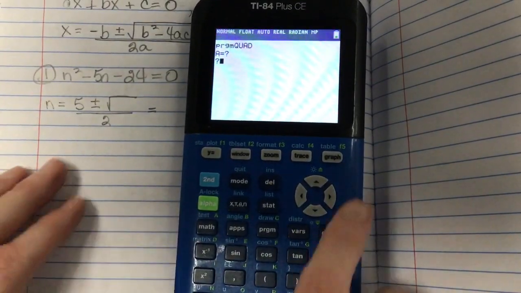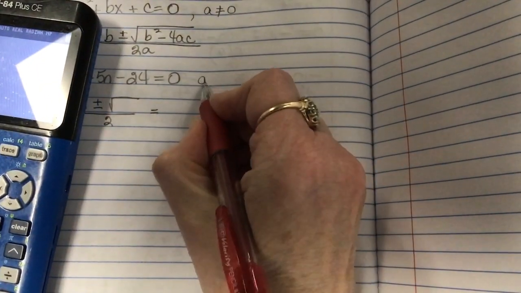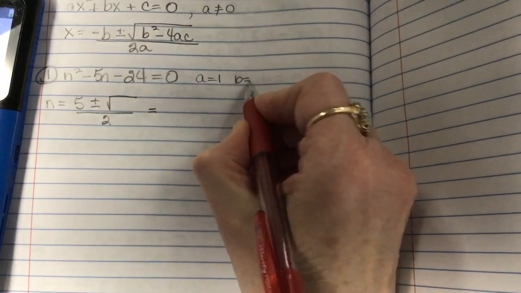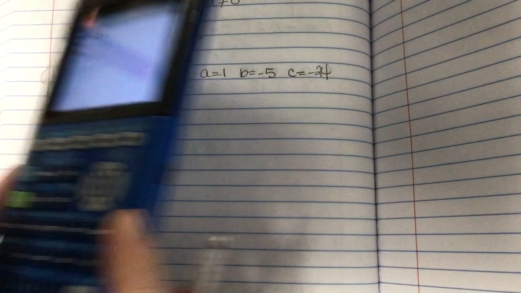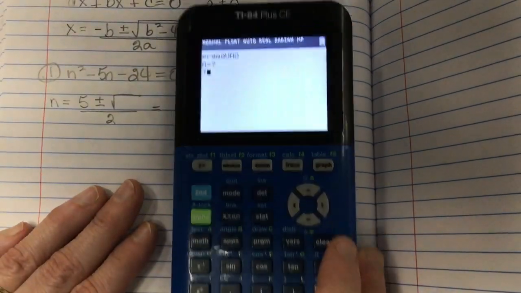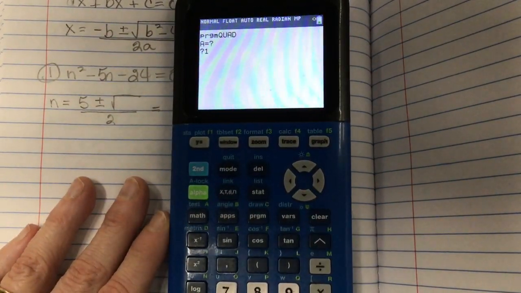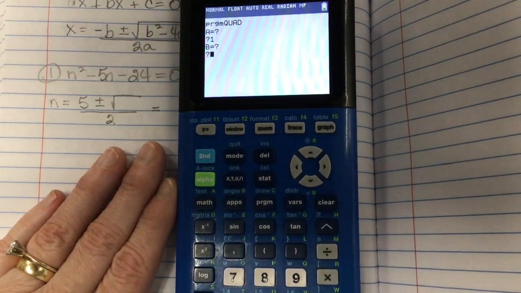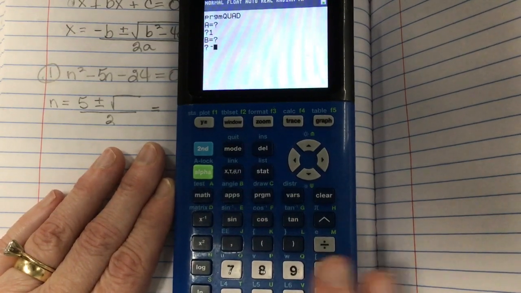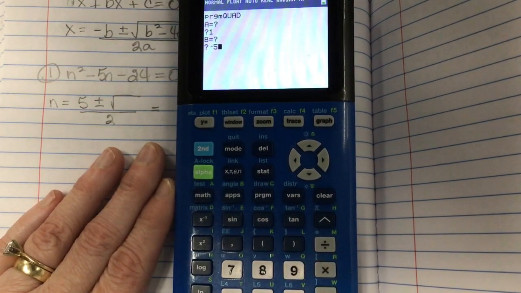I didn't write those, should we? A equals 1, B equals -5, and C equals -24. You're probably not going to write those anymore, but just for your notes, it kind of helps. And then what's B? -5. Remember, negative, not minus, even though the calculator doesn't know the difference and thinks they're different, we know they're the same.